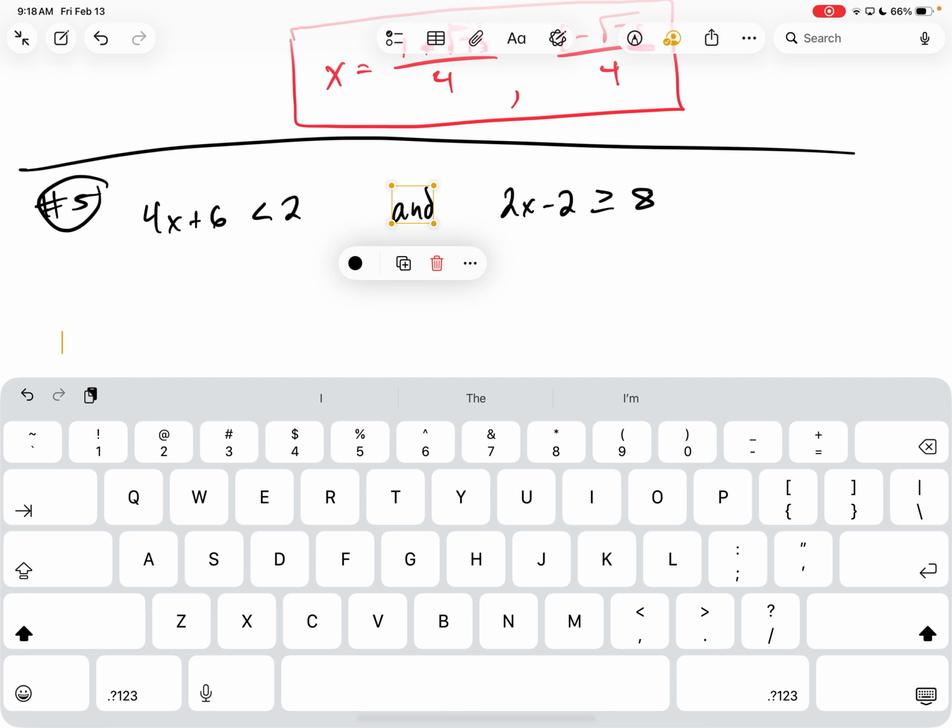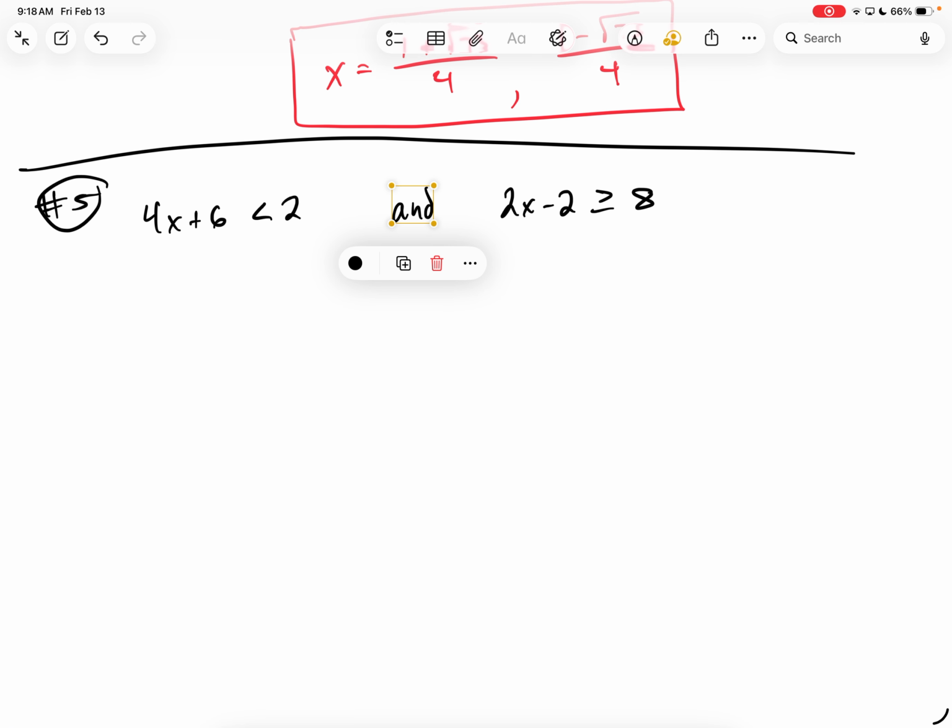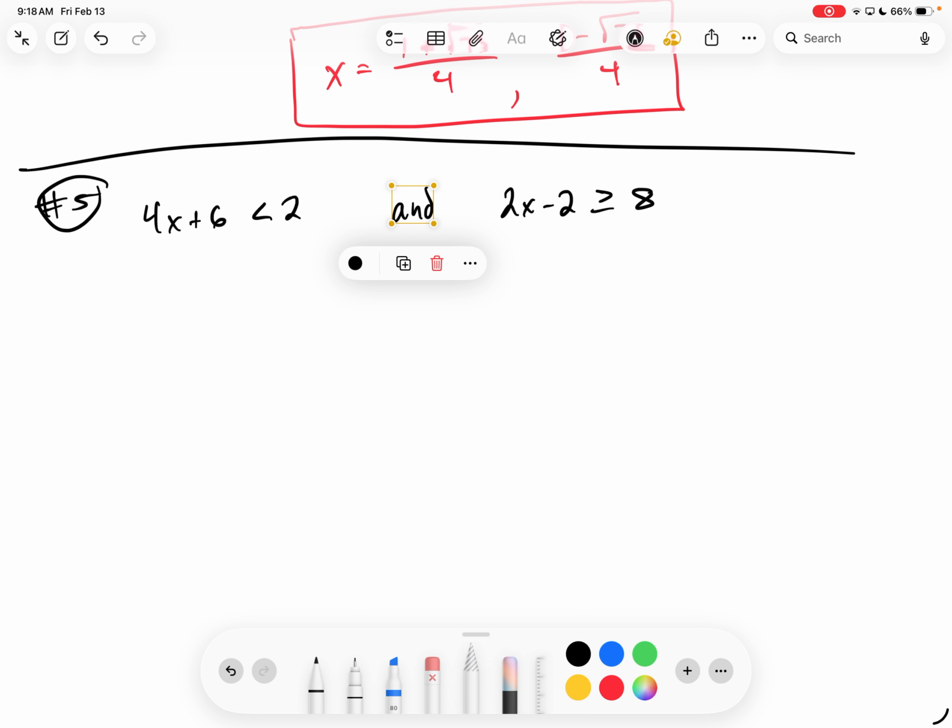All right, inequality to solve this one. This is a compound inequality, or not. No, this is a compound. It's just two separate ones. Just work each one individually. So I subtract 6 from both sides. Divide by 4. You solve this just like you would an equation. What's the one difference?